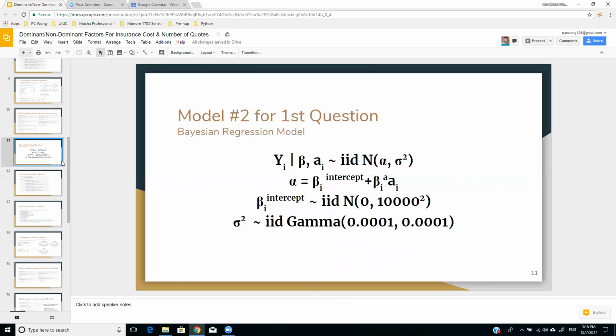Next, we have the second model for our first question, which is another Bayesian regression model. In this model, we only use the car age as the explanatory variable. So we have a normally distributed variable with alpha and sigma squared as the parameters. And we have alpha as the linear combination again of the betas and the car age, and we have relatively flat priors.